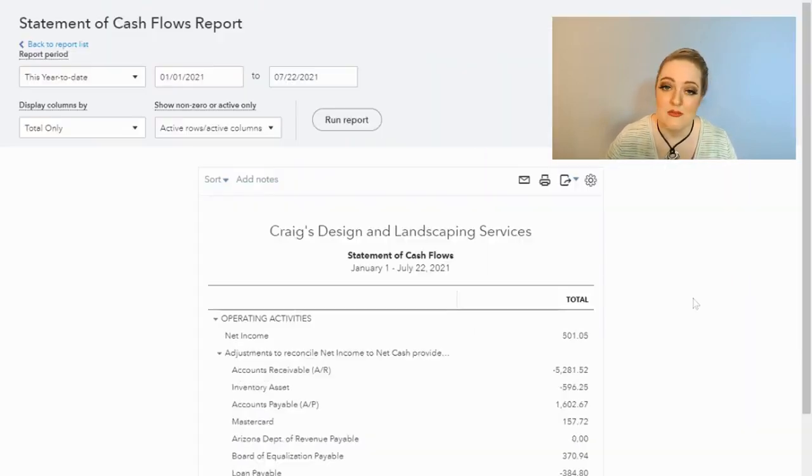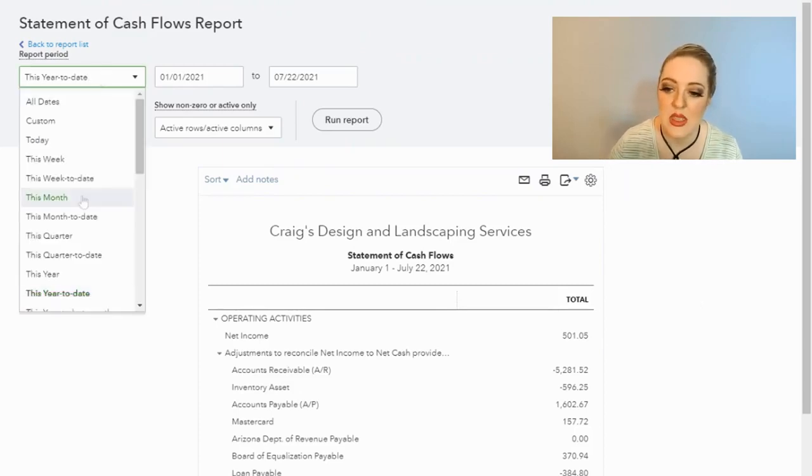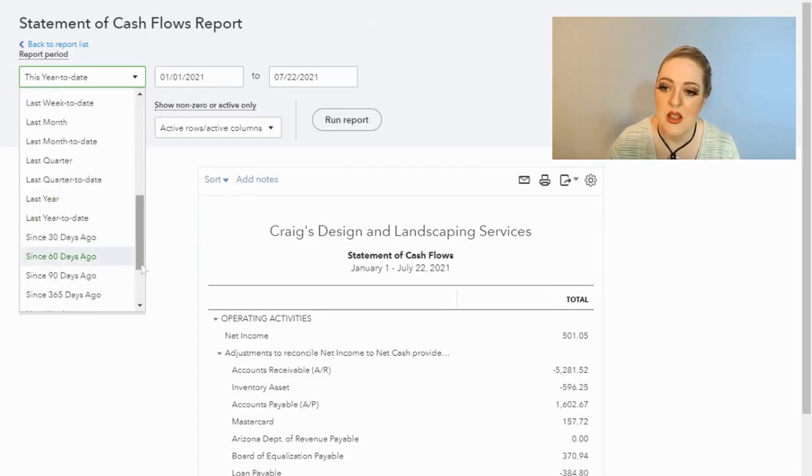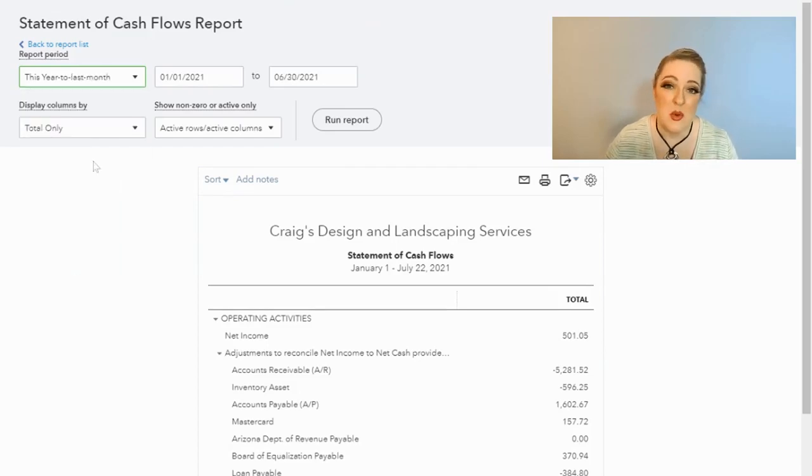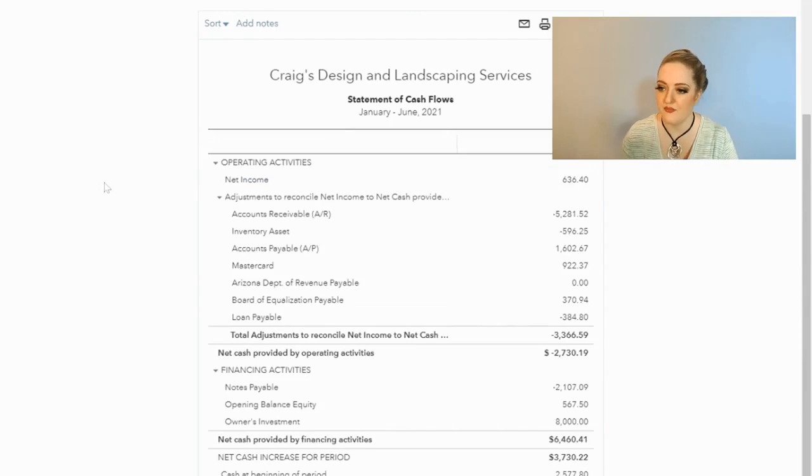Again, the default with QuickBooks is year to date. I just want to do this year to last month. So we're going to run this through June of 2021, because the other reports that we've looked at were through June of 2021 as well.